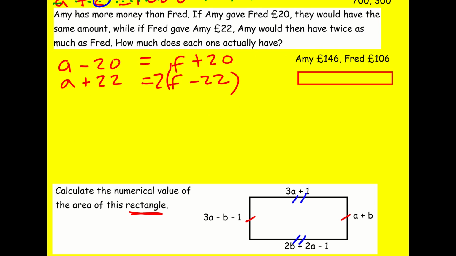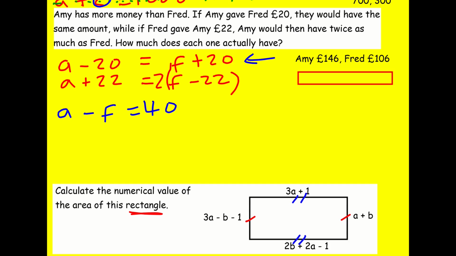First thing I'm going to do is just rearrange these equations to make them a little bit nicer. So the first one, I'm going to minus f from both sides, and I'm going to add 20 onto both sides. So I'm going to get a minus f equals 40. I've just rearranged this equation.